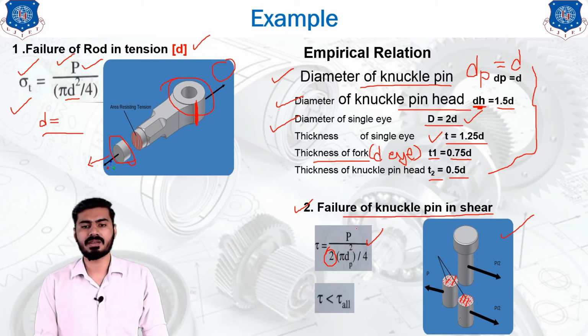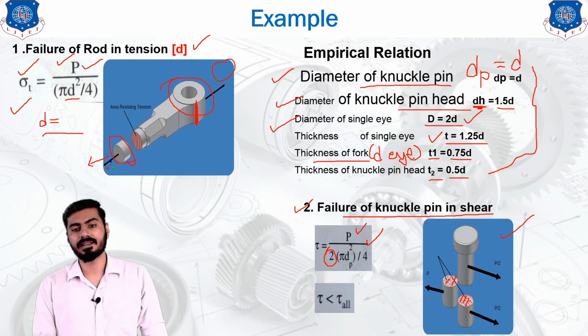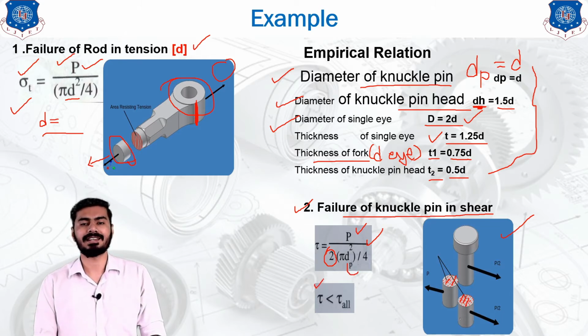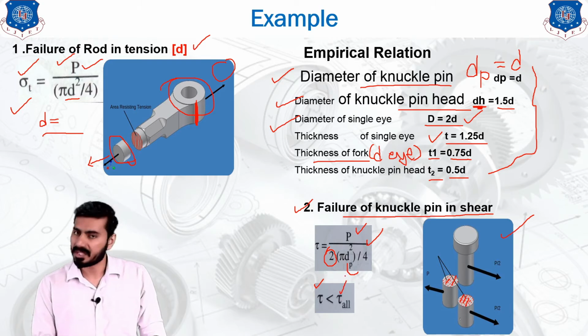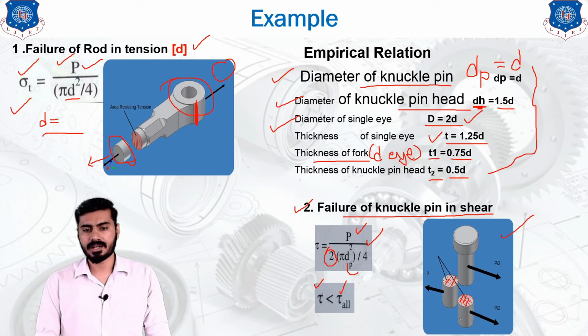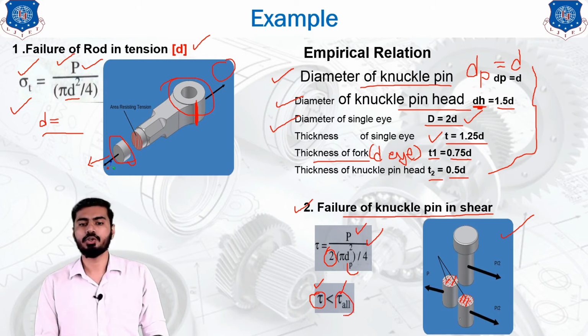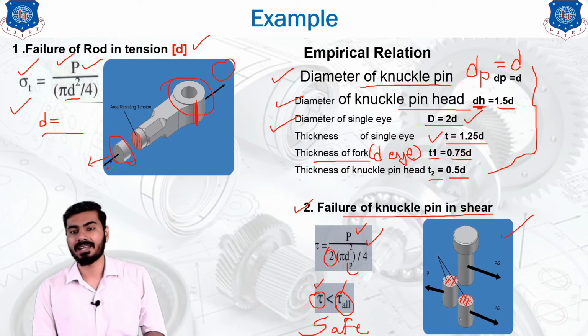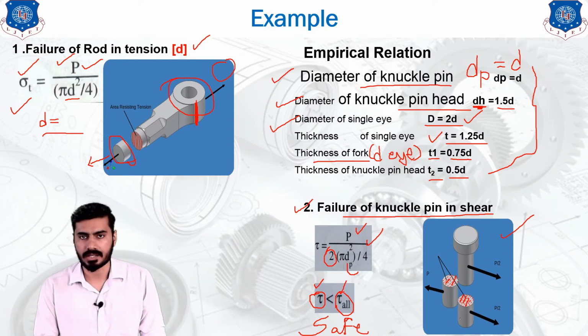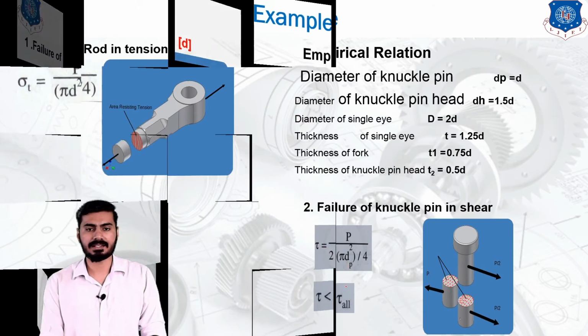Now in this equation we know the value of P, we have calculated the value of dP using the empirical relation, then we will be able to calculate the tau, that is shear stress, and compare it with the allowable shear stress which was given in the given data. So if your calculated shear stress is less than the allowable shear stress, then you can say that your design is safe. And if it is not, then your design needs further calculation or reformation, or we need to redesign the component using your basic equations. So this is the procedure of step number 2.